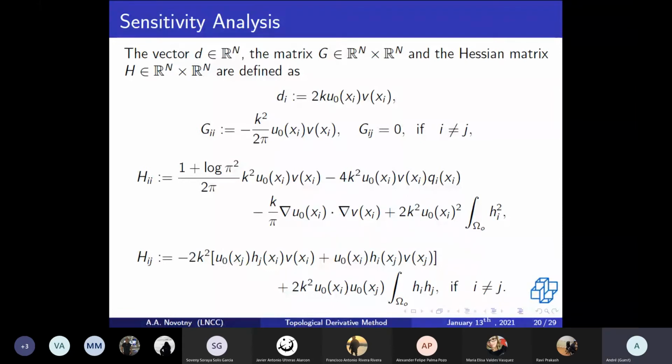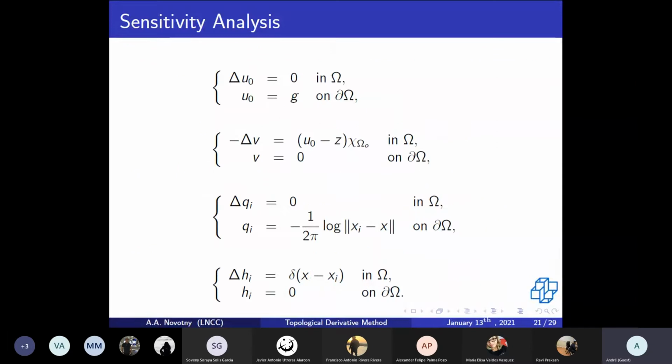The Hessian matrix is given by this formula, where this is the diagonal of the Hessian matrix. These are the extra diagonal terms, which depend on the direct and adjoint states, and also on this Q_i and H_i. And here J, H_j, H_i, and so on. Q_i and H_i are solutions to this set of canonical PDEs, canonical in the sense that they don't depend on the anomalies.